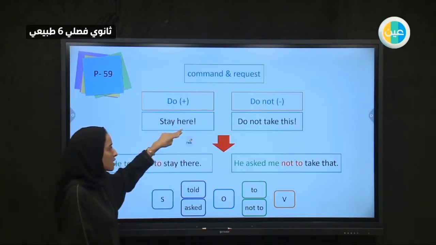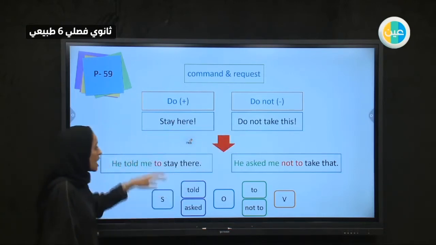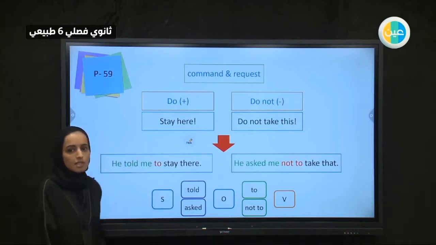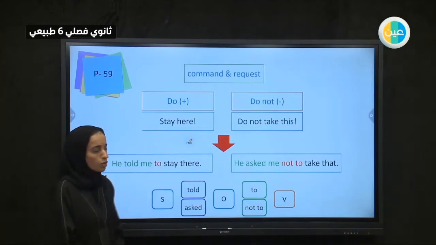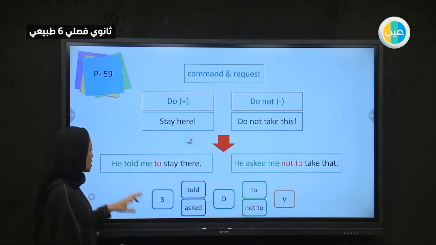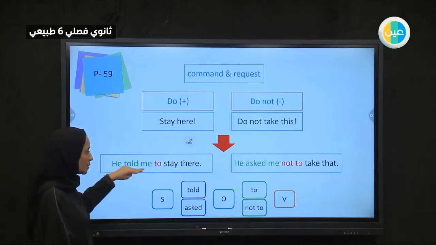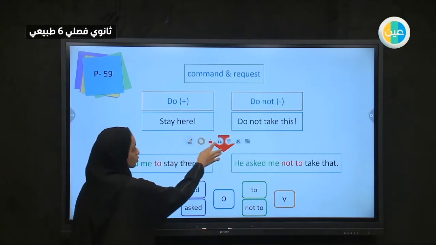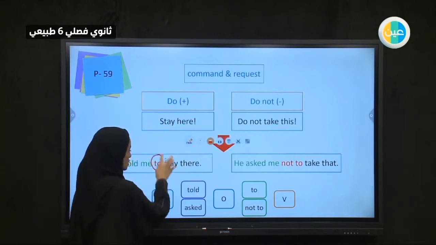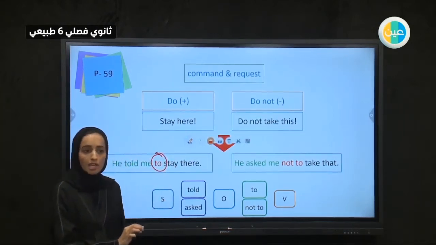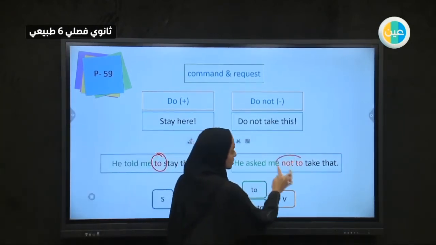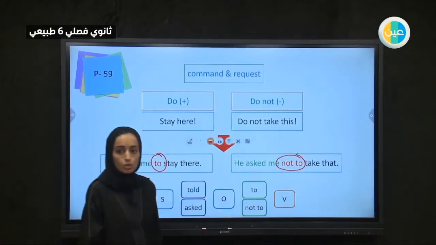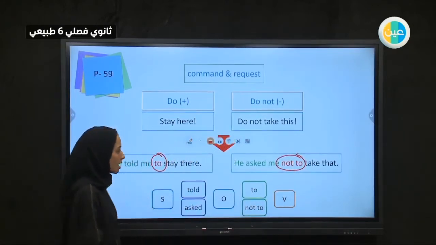Stay home, stay here, do not take this. How can you report these? This is the easiest way to report. To report these, he will say, he told me. Then you have two options: to stay home, or the negative, not to take that. Do not, to, and not to.